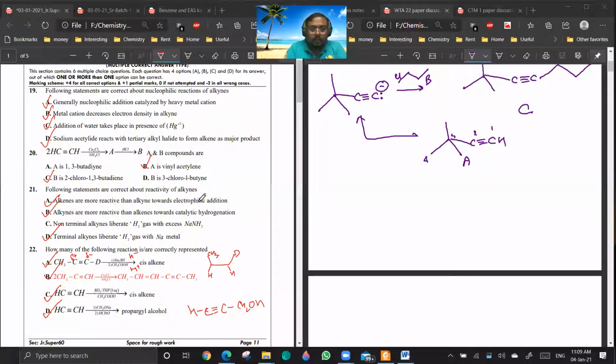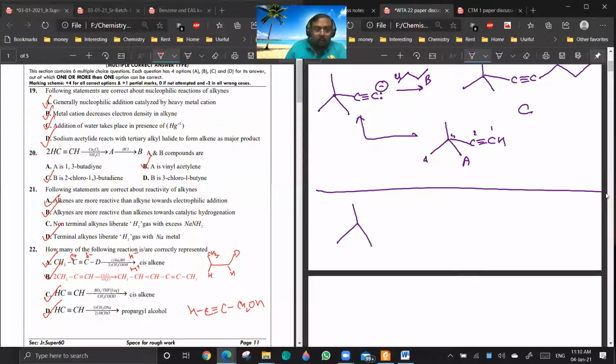So 19 option D. You see, sodium acetylide reacts with tertiary alkyl halide to form alkene as a major product. Suppose I am having this type of thing, and I am having C triple bond C minus, any base for that matter, and you are having a 3-degree halide. Now with 3-degree halide, elimination is preferred over substitution. Is it clear? I have given this point in the class also.